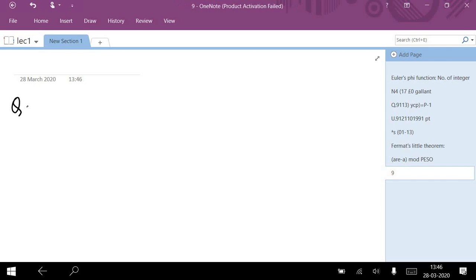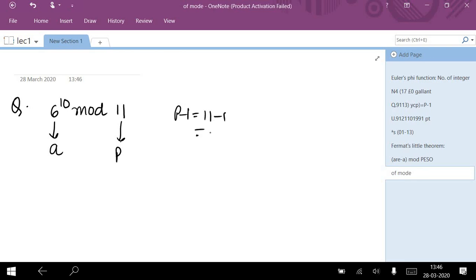the question is, you have to solve 6 to the power 10 mod 11. So here 6 is the value of a, 11 is your p. What is p minus 1? p minus 1 equals 11 minus 1 equals 10. What is Fermat's little theorem? a to the power p minus 1 mod p equals 1. That is Fermat's little theorem. So this equation is satisfied over there. So the answer is 1.